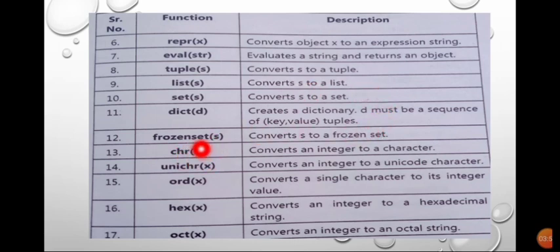chr(x). That means an integer x is converted into a character. unichr(x) converts an integer x, represented in the round parenthesis, to a Unicode character. ord(x) converts a single character to its integer value. hex(x) converts an integer number to a hexadecimal string. Similarly, oct(x) converts an integer x to an octal string. So what we learned: the functions which are used to convert one type of data into another type.